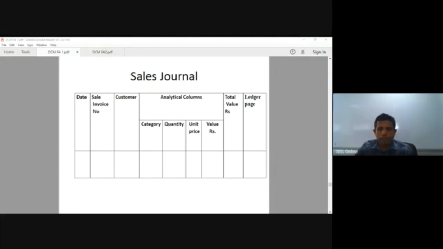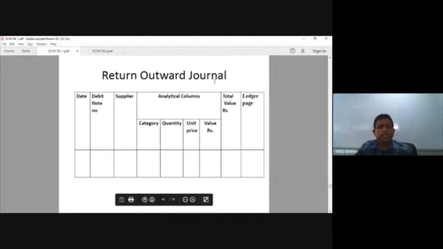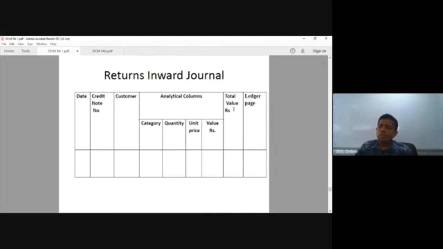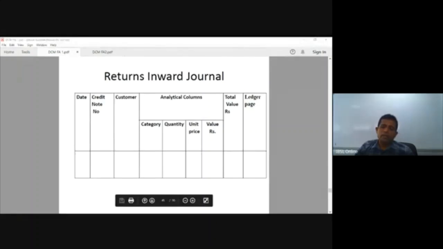Right. Then the next one is the return outward journal and return inward journal. When you have sales return and when you have... somebody has a question, we'll see.